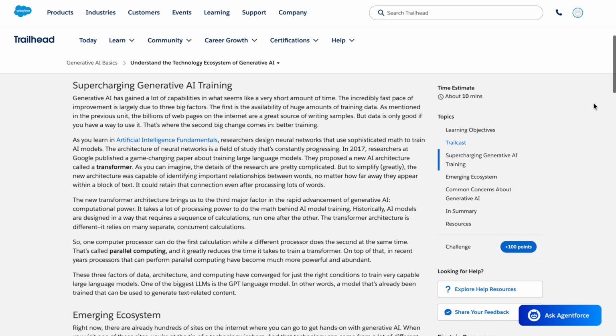These three factors of data, architecture, and computing have converged for just the right conditions to train very capable large language models. One of the biggest LLMs is the GPT language model. In other words, a model that's already been trained that can be used to generate text-related content.